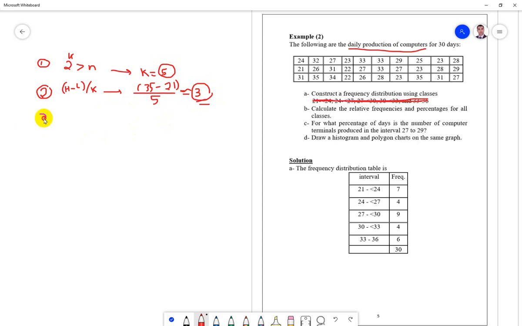Now step 3, I need to find the class limits. So the first class, the minimum equals 21. So now the first class will start at 21.